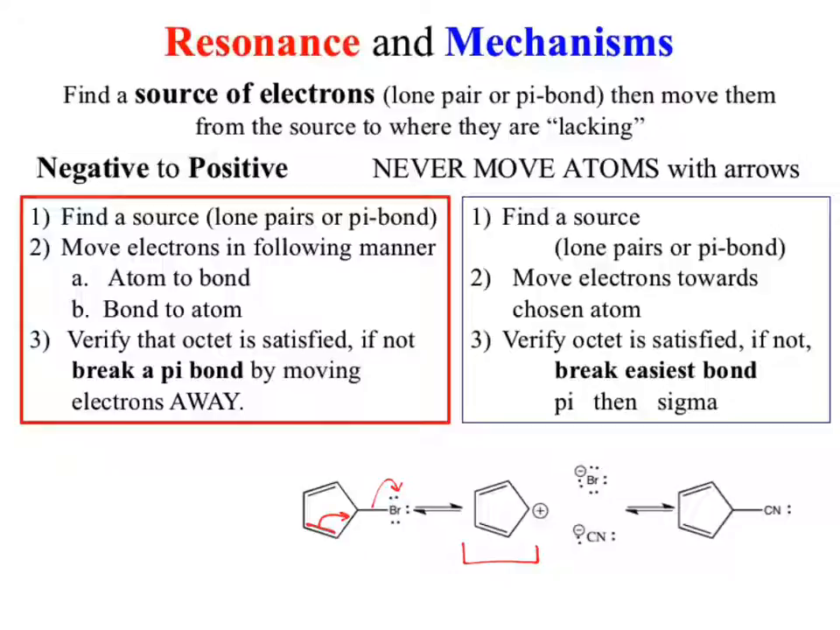Okay? What happens in the next step? We need to find a source of electrons. Where's our source of electrons in that next step? Either the bromine or the cyanide. If we use the bromine, it goes backwards, so we don't use that. We use the other one. We take our source and we move it towards where it's lacking. Positive charge was lacking. We hook that up. Did we exceed any octets? No. So what does that mean? Good to go. Draw the result, we're done. Same basic concepts go into moving these arrows.